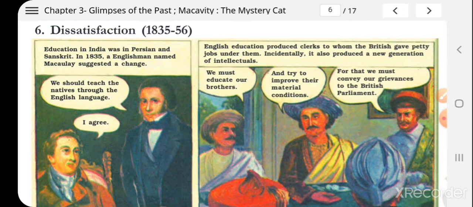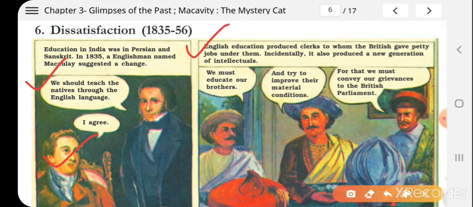And in 1835, an Englishman, his name was Macaulay, suggested a change. And what was this change? He suggested that we should teach the natives, means we should teach the Indians through the English language. So he was the first person who talked about just teaching the natives in English language here. And all the people agreed.